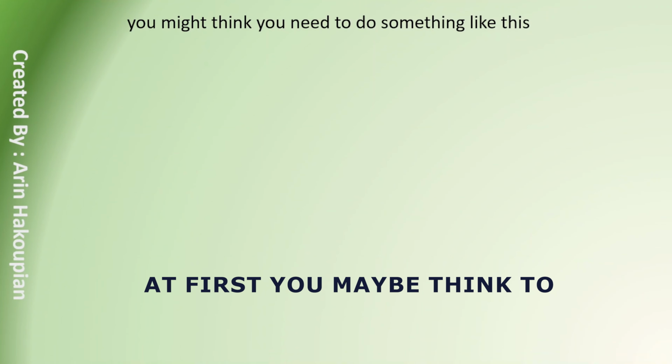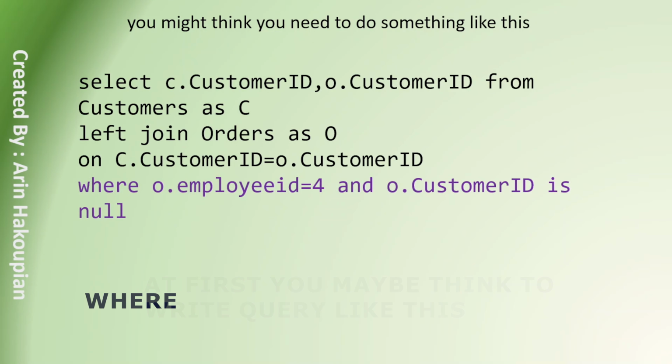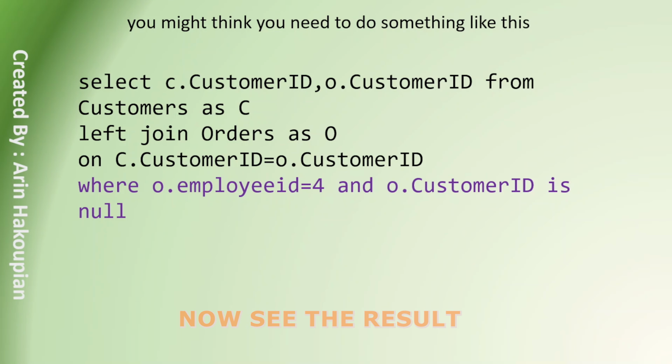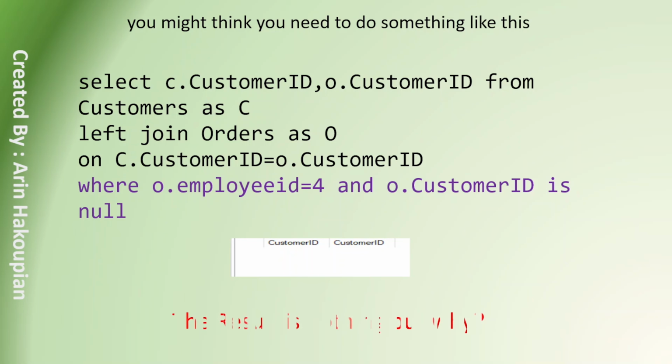At first, you may think to write the query like this, where all the predicates are in the where clause. Now, see the result. The result hasn't got any rows. But why?